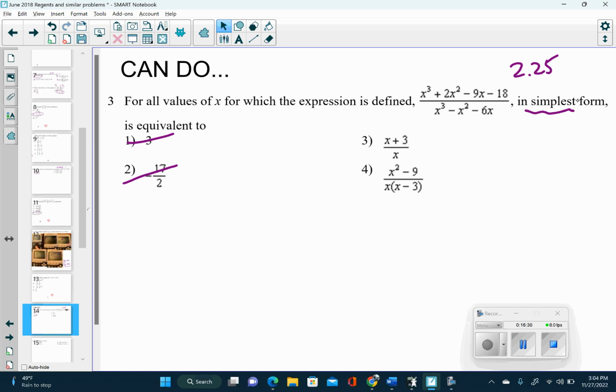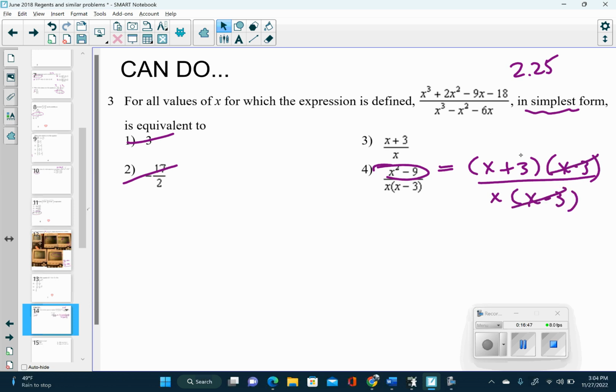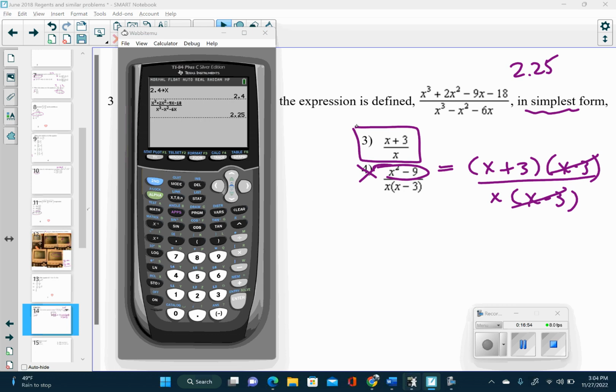It says key thing, it says in simplest form. I can see that this right here, the x squared minus 9 can be factored into x plus 3 and x minus 3. And then on the bottom here, this is x parentheses x minus 3. These cancel out, so your final answer is x plus 3 over x, which shows me that 4 is not in simplest form, so therefore my answer choice has to be 3. And I can go ahead and use my calculator to verify that that is correct. So option number 1, x plus 3, and on the bottom is x.